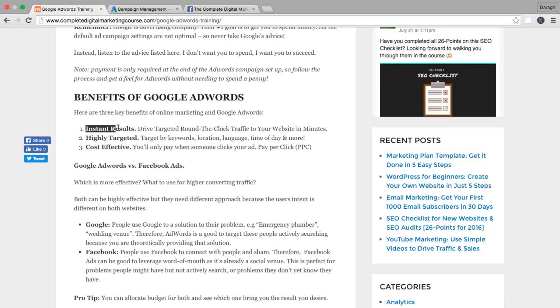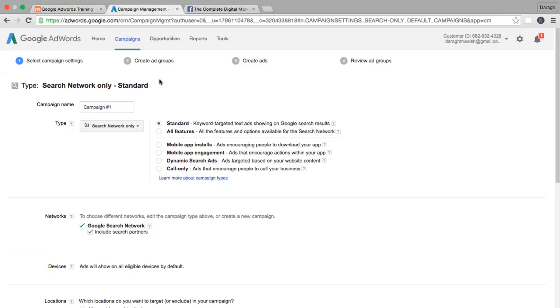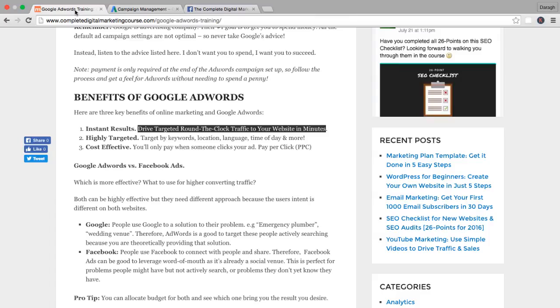The first one is that you can really get instant results. I referred to this in the last lecture, that you can really drive targeted round-the-clock traffic to your website within minutes. You can come in to Google AdWords, you can set up a campaign, and 5 minutes later you can have targeted traffic coming to your website. Other traffic sources can take much longer to build up that authority to be able to achieve that.